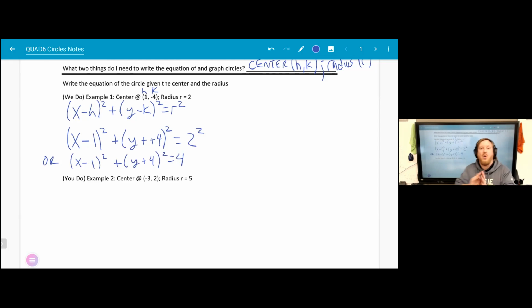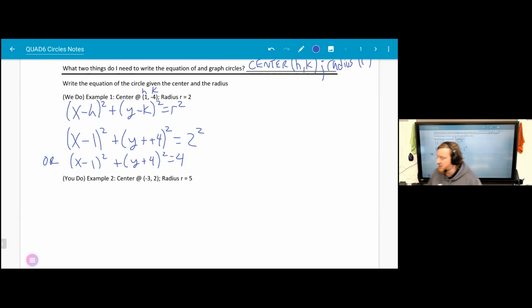But that's it. You are done. There's no more to this problem. You've just written the equation of a circle. That's all you got to do. Don't do any more than that. Just stop right there. Once you have the center and the radius, you're good to go. With that said, you try one. Example 2. So you're going to hit pause, write it out and give it a shot, and then come back.